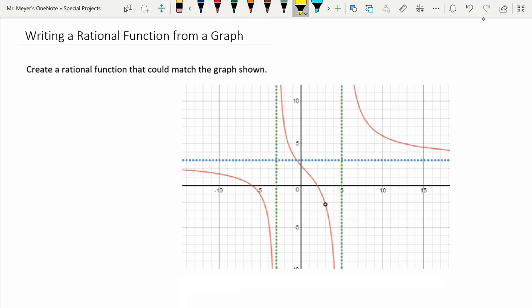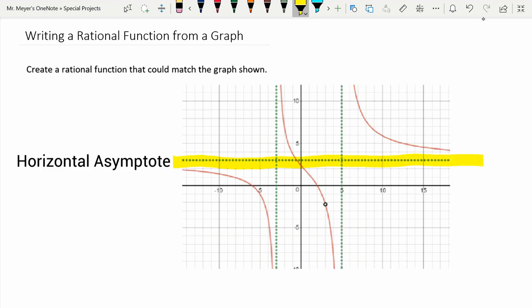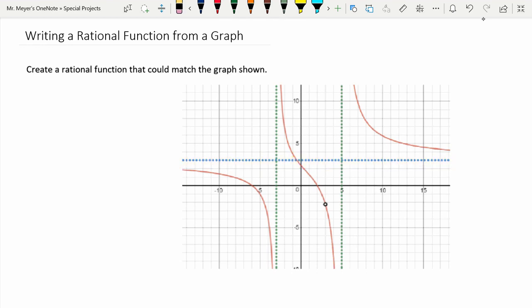Next up, this little spot right here, this open circle, is called a hole. That's another key feature that is going to help us write the equation. Next, anywhere the graph crosses the x-axis is another key feature that's going to help us write the equation. And then the final piece of the puzzle is this dotted horizontal line you see, the horizontal asymptote. So let's look at how those 4 features contribute to writing the function.